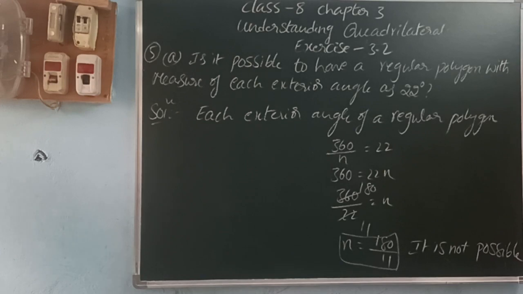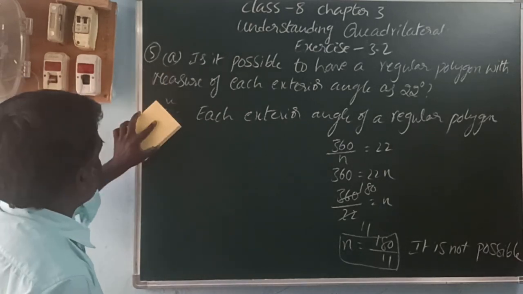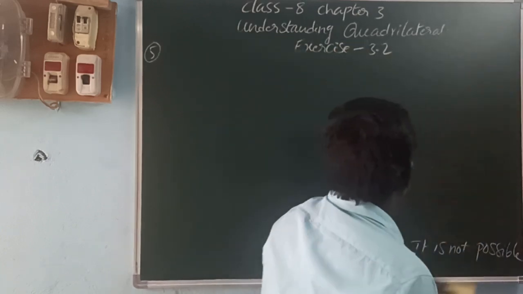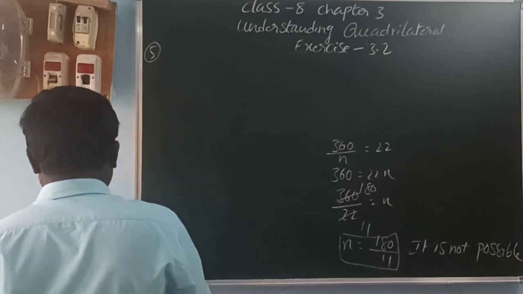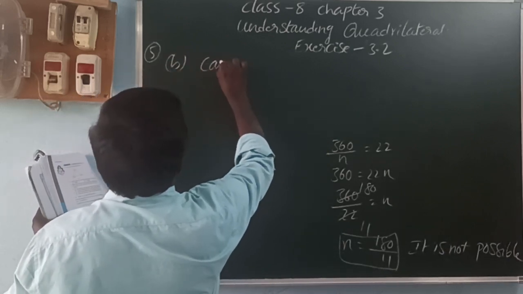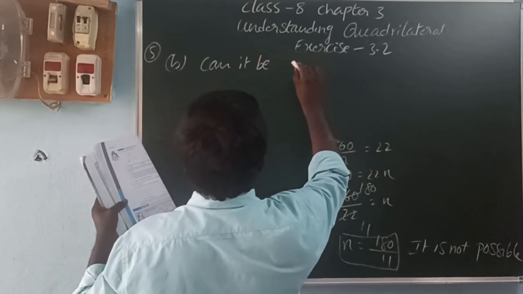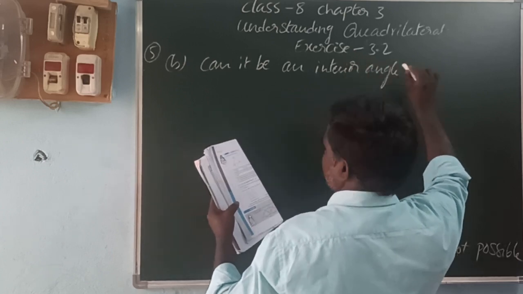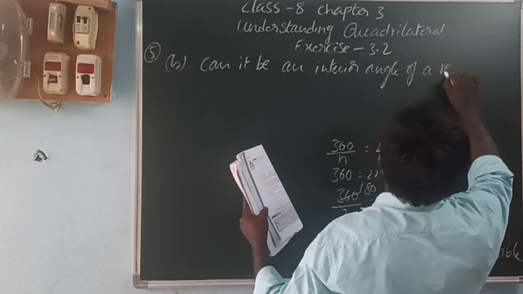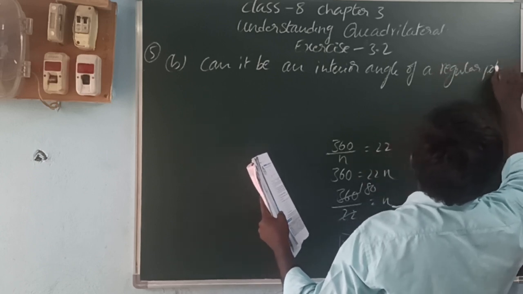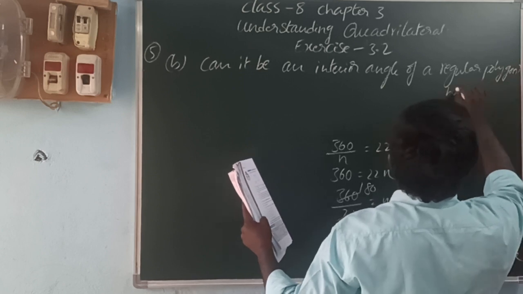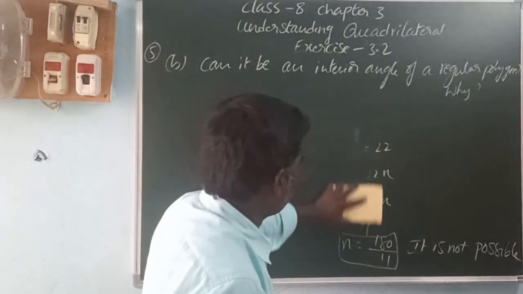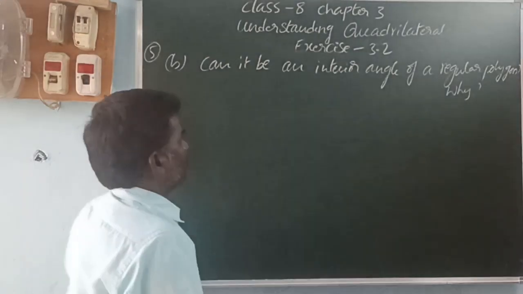So next, the second question, fifth second question. What is that? B. Can 22 degrees be an interior angle of a regular polygon? Why? Okay, so here 22 degrees was the exterior angle of a regular polygon and it was not possible. Let us check here.